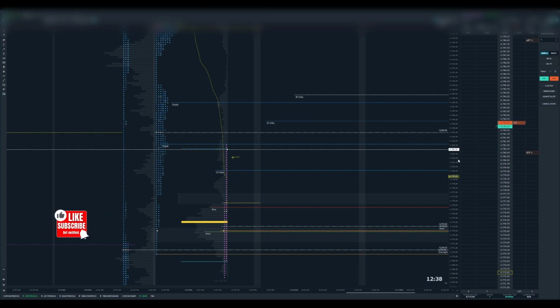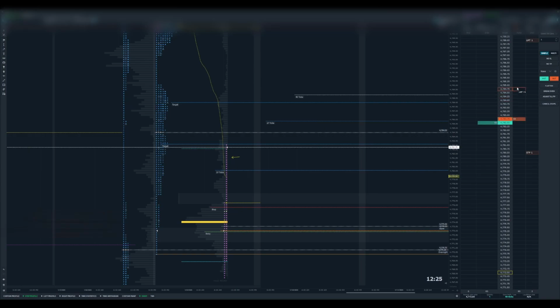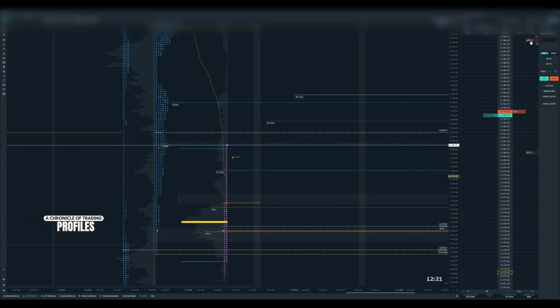Really looks like it wants to push higher here. Let's take it at this 84 if it gets there. It's 43 ticks. I'll take that right there at 43 ticks.